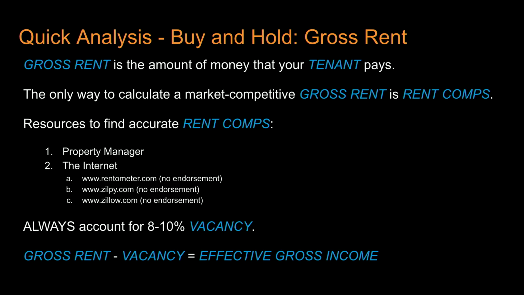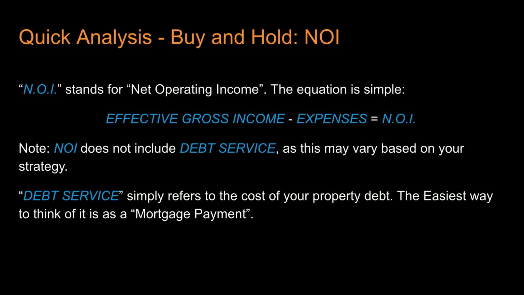Now we're going to take our gross rent minus that vacancy variance, and that will give us our effective gross income. Now we're going to use that effective gross income number to calculate something called NOI. Now, NOI stands for net operating income, and the equation is simple. Your effective gross income minus your expenses is your net operating income.